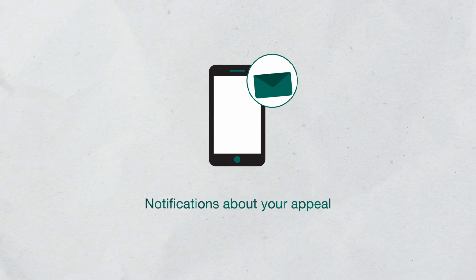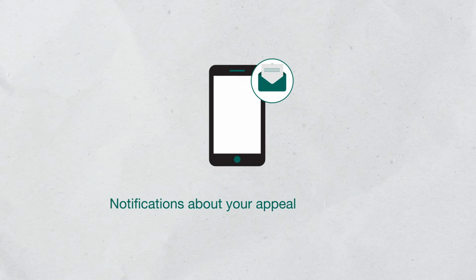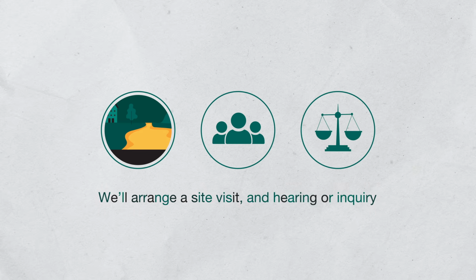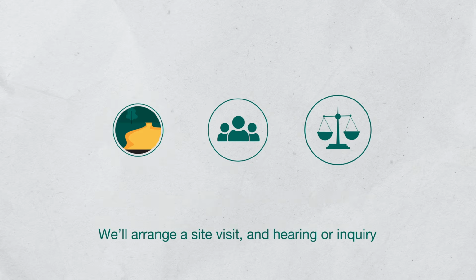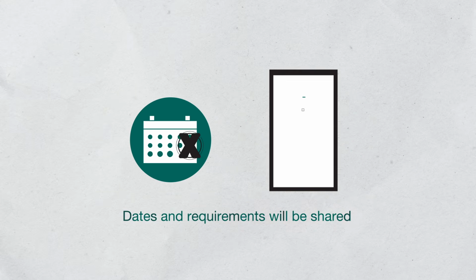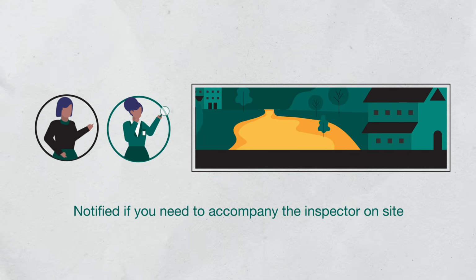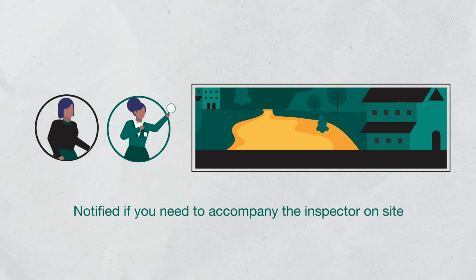Next, the local planning authority will notify everyone who needs to know about your appeal, including neighbours and anyone who commented on the original application. We'll arrange a site visit and hearing or inquiry where relevant. Dates and any specific requirements will be shared with you, and you will be notified if the inspector needs to be accompanied on the site visit.